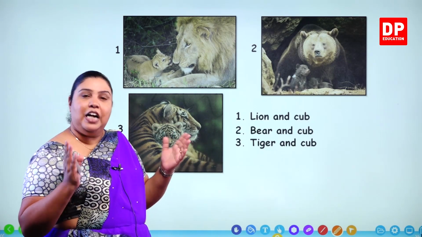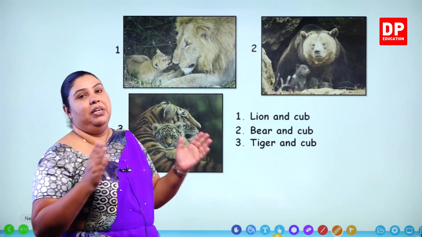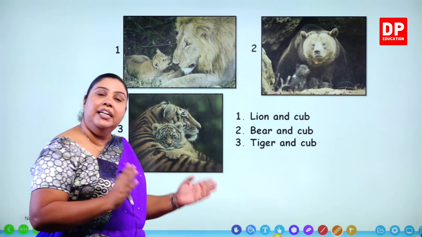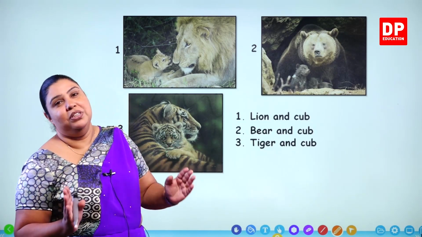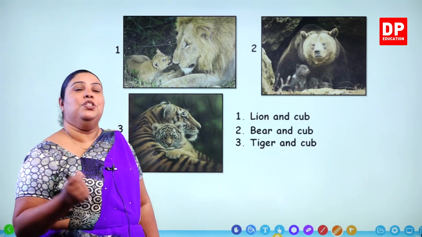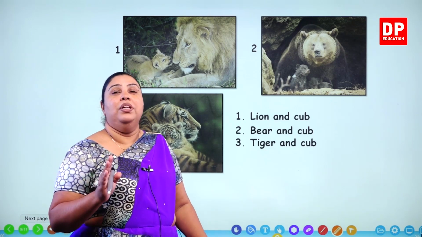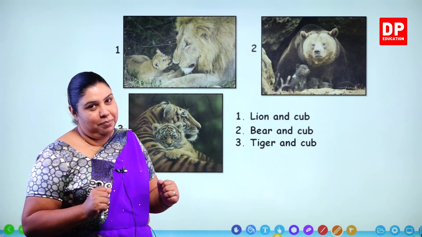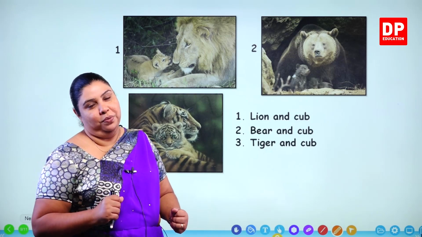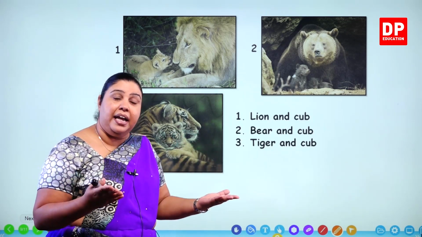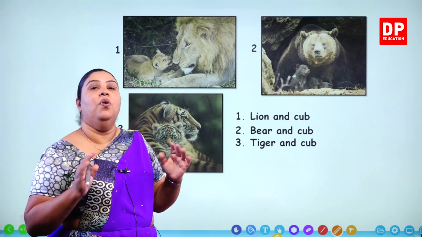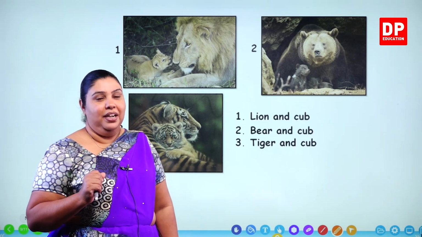What is the word? Cub. The lion's baby is a cub. The tiger's baby is a cub. The bear's baby is also a cub. Right? So now you know all the names of the little babies. Most of them now you know. You know the name of the baby dog, the baby cat, the baby sheep. All the names that now you have learned.